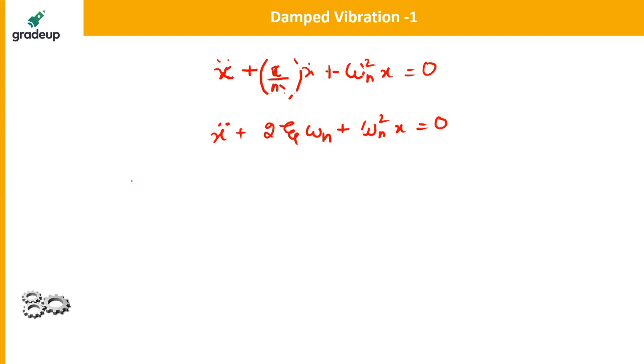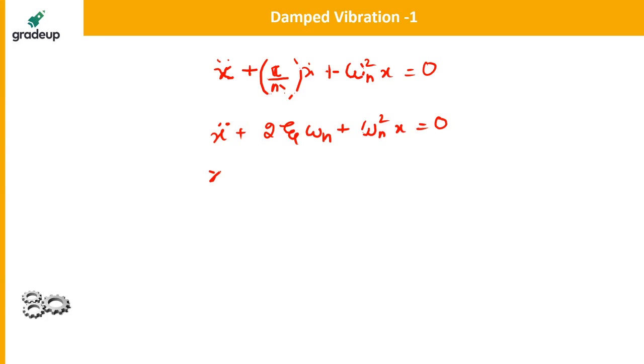Just you need to calculate the final expression. So in this case, your x is equal to a e to the power alpha 1 into t plus b e to the power alpha 2 into t, when alpha 1 is not equal to alpha 2. And also I can write this as x is equal to a plus b into t.